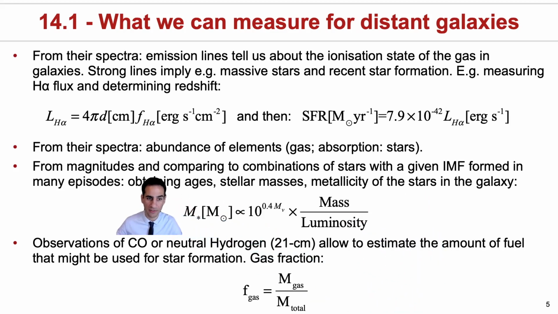For example, in the gas phase of galaxies, we've seen how CO is really useful to trace molecular gas. We can also observe neutral hydrogen through the 21 centimeter line, and all of those observations can be combined to, for example, estimate the amount of fuel that might be used for star formation and to calculate things we call gas fractions, essentially the ratio between how much mass there is in gas and how much mass there is in total. And this total may contain dark matter, or it may just refer to stellar mass. For example, the ratio between gas mass and stellar mass tells you something about the potential to form more stars in the future.